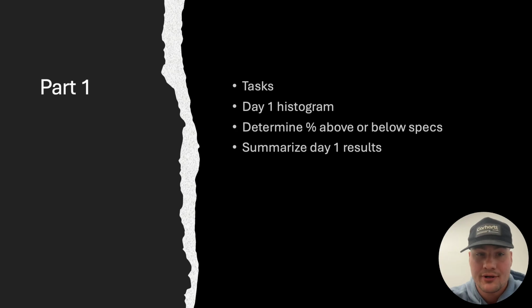For my part 1 overview, I had to make a histogram for day 1, calculate the estimated sigma values, and figure out the percent of parts above or below the spec limits. So I'm basically summarizing day 1 results, determining the percentage above or below specs, and completing my day 1 histogram.